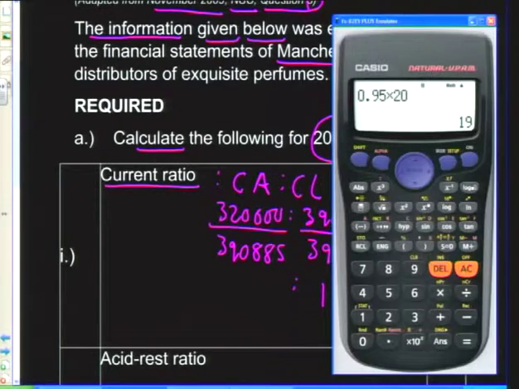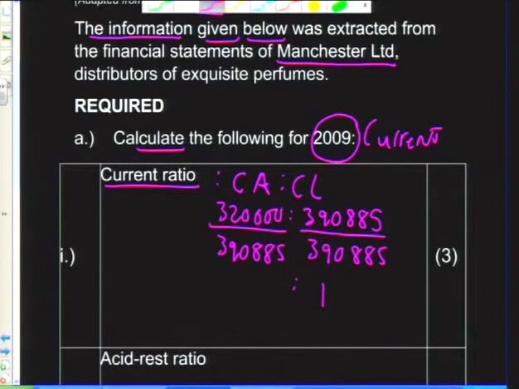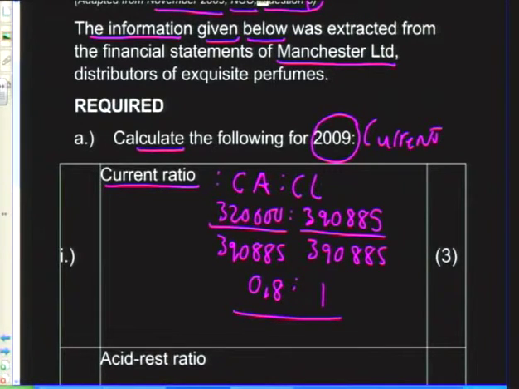Let's get the calculator out. Clear that. Okay, so we get taking 320,000, and we are dividing this by 390,885 to get a ratio of 0,8. Remember, guys, round off to the first decimal. 0,8 is to 1. So let's fill that in. 0,8 is to 1. Okay.